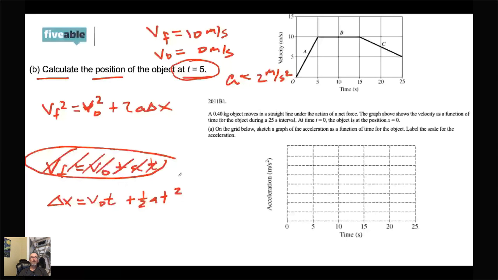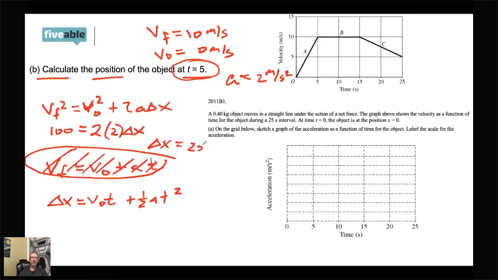Our final velocity is 10, so this would be 100. That'd be equal to 0 plus 2 times our acceleration, which is 2, and times delta x. So 2 times 2 is 4. 100 divided by 4 would give me a change in position equal to 25 meters.